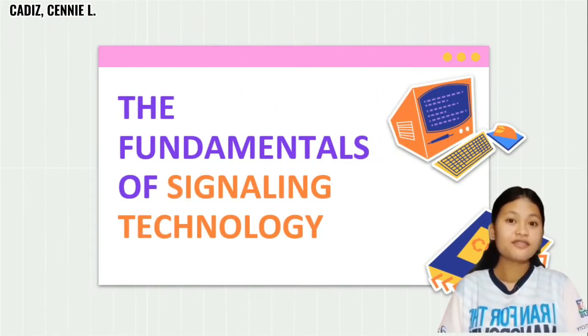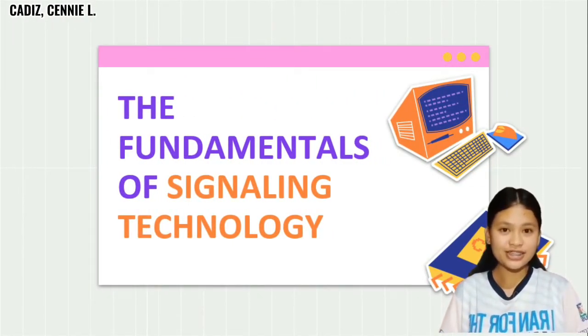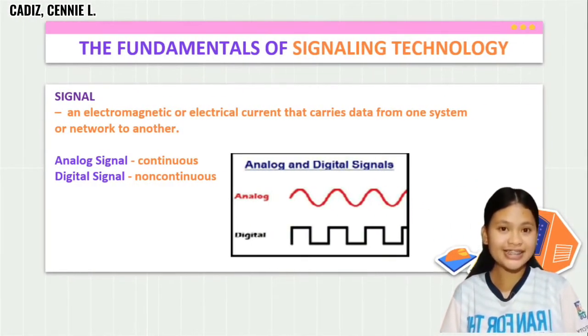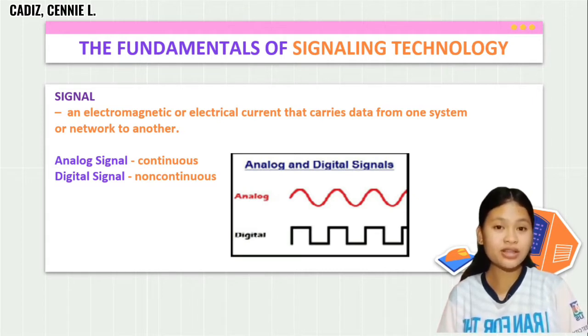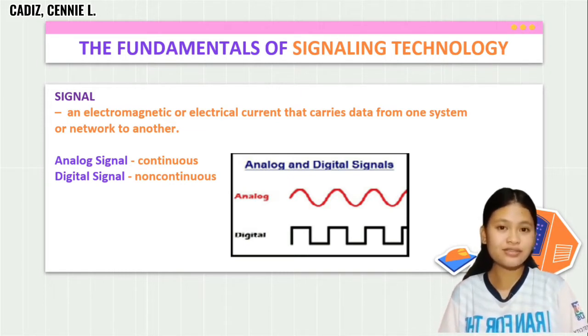The fundamentals of signaling technology. From the word signaling, a signal means an electromagnetic or electrical current that carries data from one system or network to another. It is a time-varying voltage that is also an electromagnetic wave carrying information, though it can take on other forms such as current. A representation of the signal shown as a function of time is called a waveform.